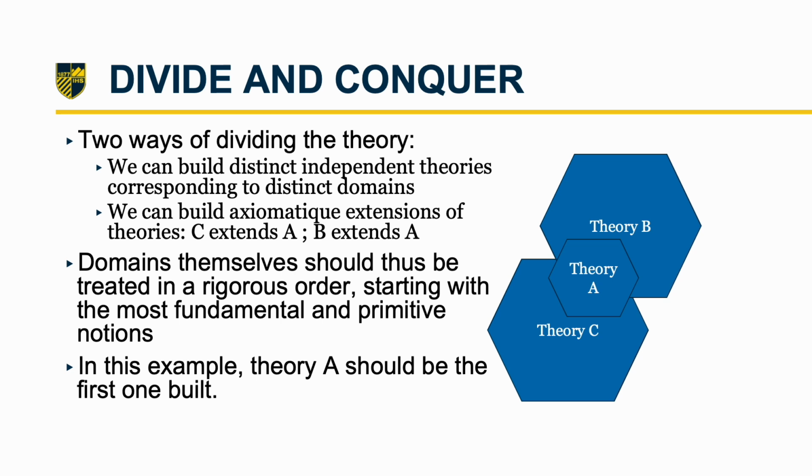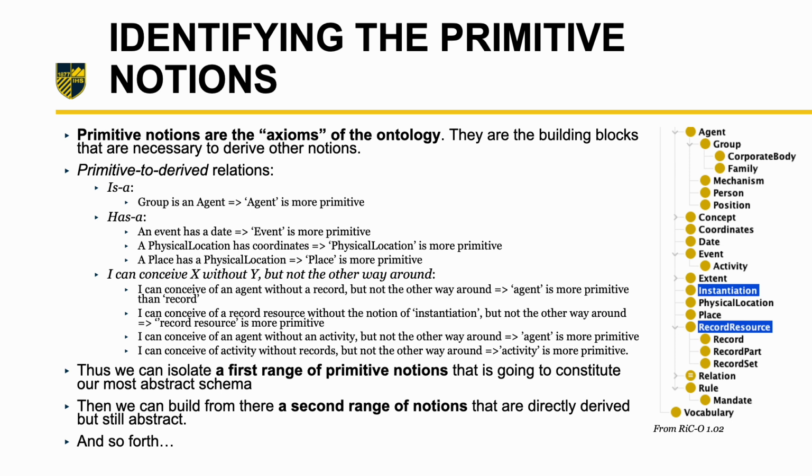because theory A would contain all the first primitive notions. I already talked about that during the workshop, but very quickly, for those who were not there, primitive notions are the axioms of the ontology. They are the building blocks that are necessary to derive all the notions. So I've presented here different ways of getting to those primitive notions. You can find them by thinking, okay, what are my relationships? That's the most obvious one. If you have X is a Y, then Y is going to be more primitive than X. But an attribute-style relationship also gives you an idea of what is primitive.